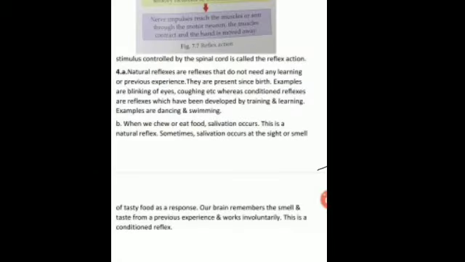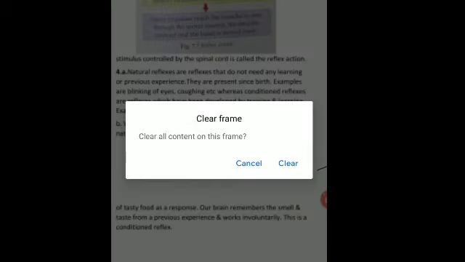So next question, that is differentiate between natural reflexes and conditioned reflexes. Natural reflexes are reflexes that do not need any previous experience. They are present since birth. Examples are blinking of eyes, coughing. Whereas conditioned reflexes are reflexes which have been developed by training and learning. Examples are dancing and swimming.